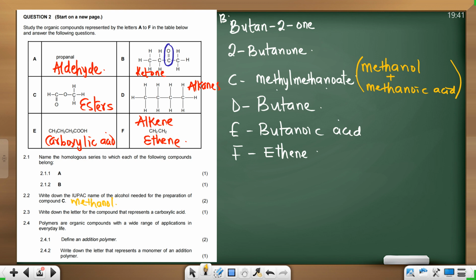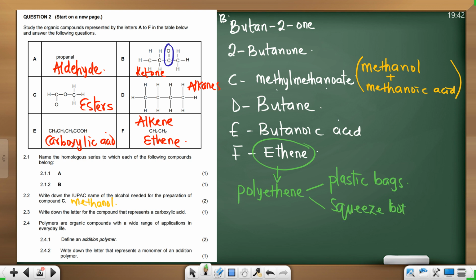Write down the letter that represents a monomer. It is F. And that's the only one they will always ask you, though, at your level. This is used to form polyethylene. And polyethylene is used in plastic bags, the one from ShopRite. It's called polyethylene bags. It's used in making squeeze bottles, some toy cars, also used in making bulletproof. Quite a range of uses.